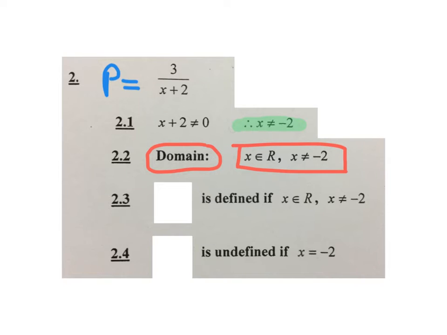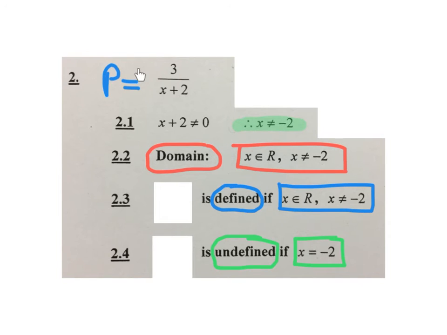If they say, for what value of x will this expression be defined? Then you say it is defined if x is a real number, but x is not allowed to be minus 2. If they give me this and ask, when will this be undefined? I'll just say x equals minus 2 will make it undefined. This is a mouthful, but it gets asked in every second paper.